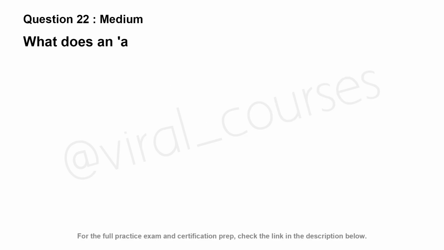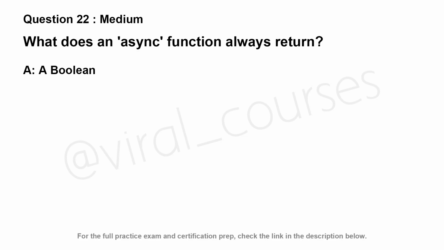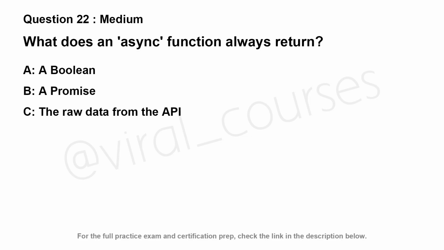What does an async function always return? Option A, a boolean. Option B, a promise. Option C, the raw data from the API. Option D, nothing.